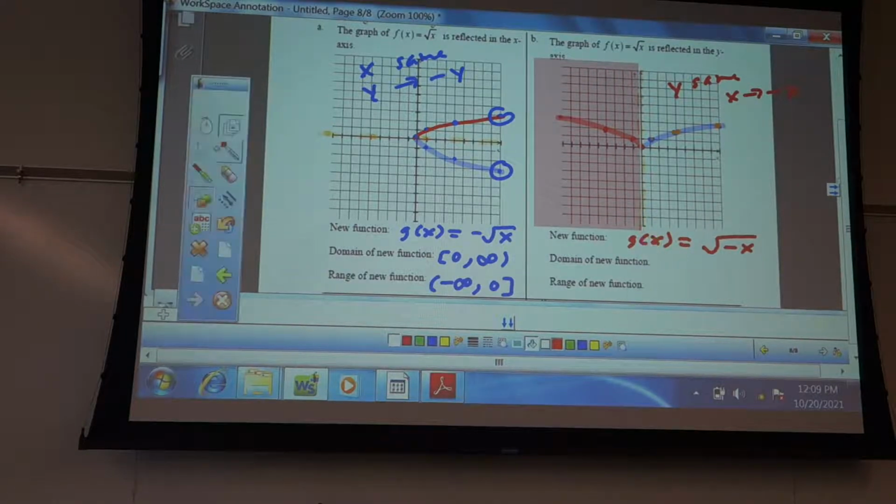So what's my domain? What's the furthest left it goes? Negative infinity. What's the furthest right it goes? 0. Good. And then my range.